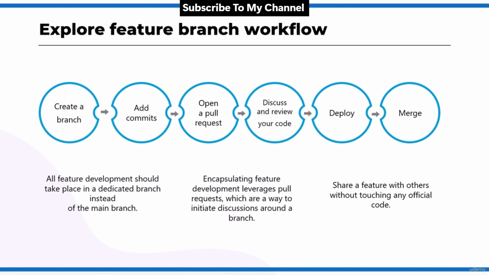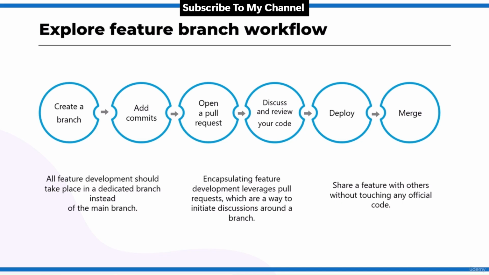You're going to create a branch, then you're going to add commits into that. If some changes are there, you're going to open a pull request to take those changes from the branch. Then you're going to have a discussion and review your code. And then you're going to deploy and merge. This full process is what is followed in the feature branch workflow.